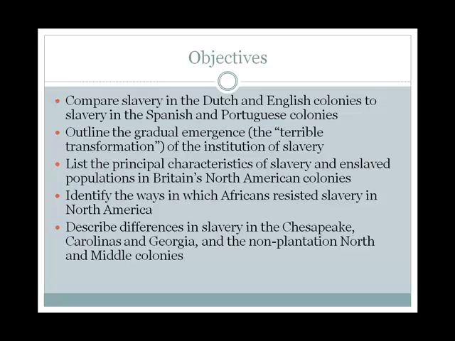You should be able to list the principal characteristics of slavery and enslaved populations in Britain's North American colonies, to identify the ways in which Africans resisted slavery in North America, and to describe differences in slavery in the Chesapeake, the Carolinas, and Georgia, and the non-plantation North and Middle colonies.